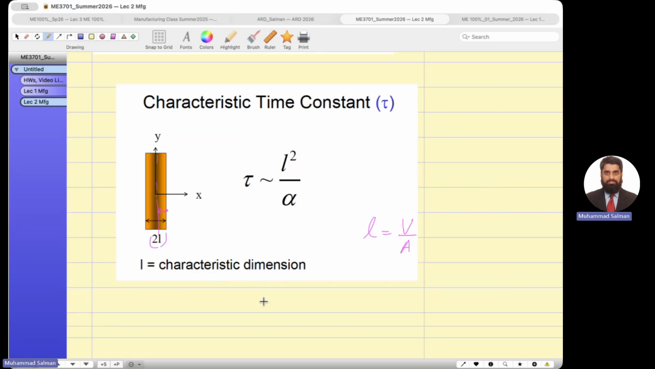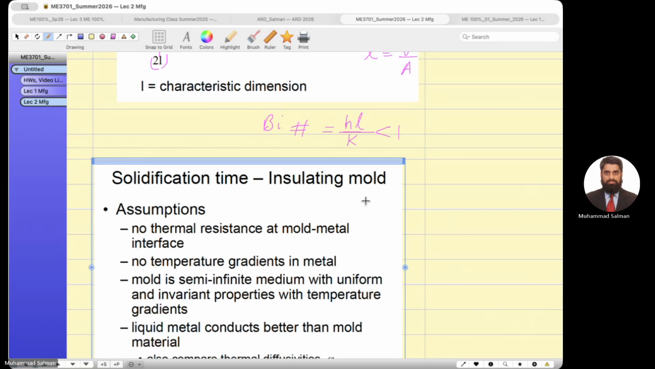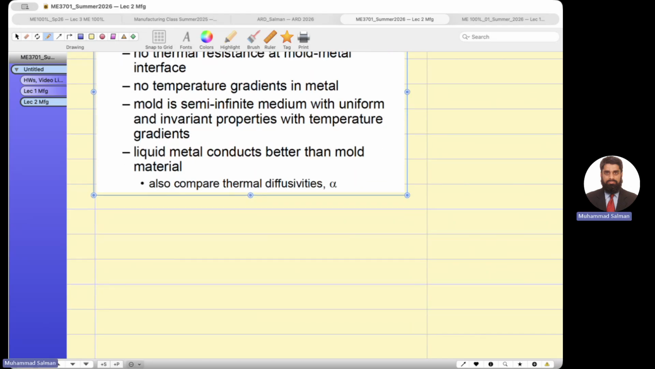And then we also learned about the Biot number. You remember the Biot number? It is hL over k. It tells how uniformly the temperature changes inside the metal casting versus inside the mold. So if it is less than 1, then we are happy that we can use this formula for the time. Okay. Again, this is coming. So assumptions: no temperature gradients. The Biot number.